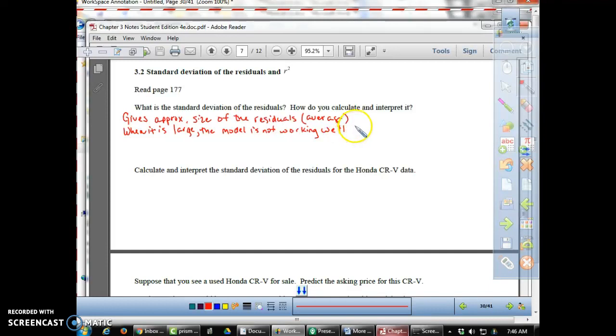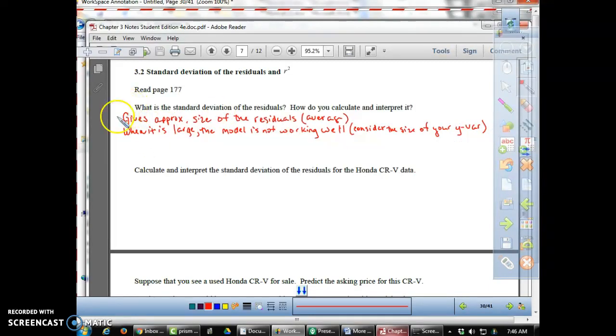Okay, you also have to consider the size of whatever it is you're predicting. So if it's something that has larger measurements, you would not be as concerned with a larger S. So make sure to consider the size of your Y variable. And we talked about that yesterday in class as well.